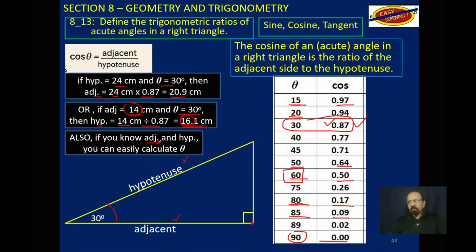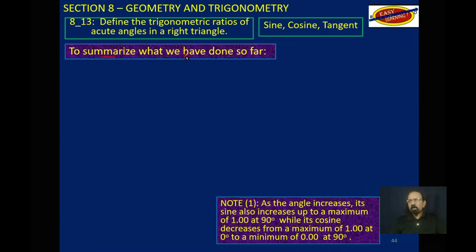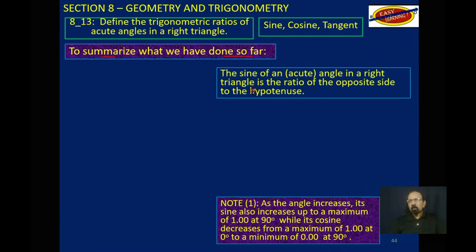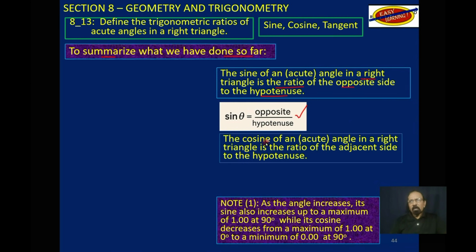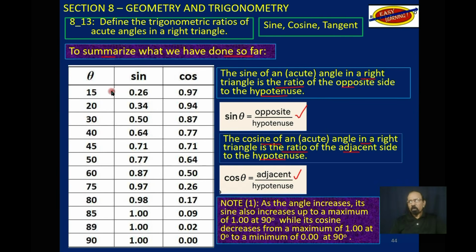Also, if you know the adjacent and the hypotenuse, you can easily calculate this angle. But more on calculation in objective 15 in this same section. To summarize what we have done so far, the sine of an acute angle in a right triangle is the ratio of the opposite side to the hypotenuse, opposite to hypotenuse. And the cosine of an acute angle in a right triangle is the ratio of the adjacent to the hypotenuse. Adjacent to hypotenuse. Here is a table.